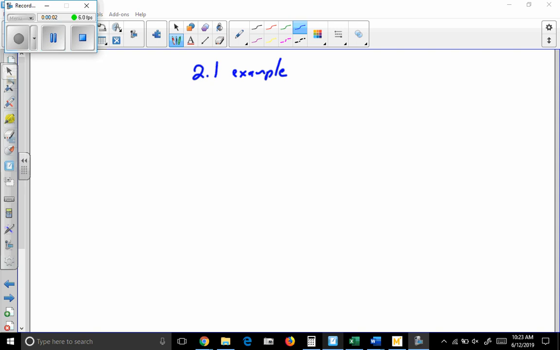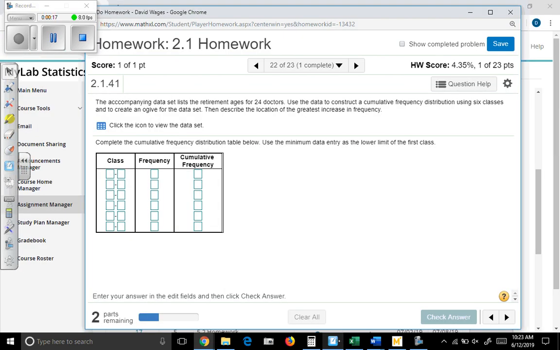Here we're going to work an example out of 2.1 homework. Several of us had questions or seem to be having a little difficulties with the frequency distributions. So let's look at one of the problems from homework. This is number 22 in 2.1.